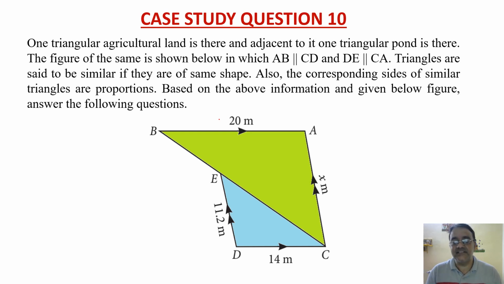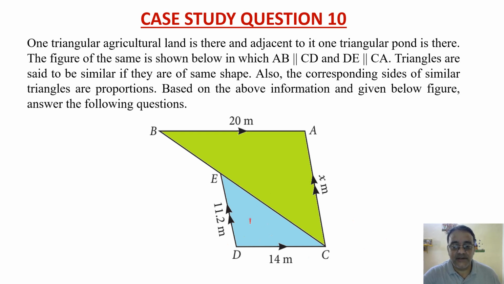After completing all the chapters of case study questions, I will start once again another round for triangles, because a lot of questions are made from triangles and coordinate geometry. So one triangular agricultural land is there, and adjacent to it one triangular pond is there. This blue color is the pond.